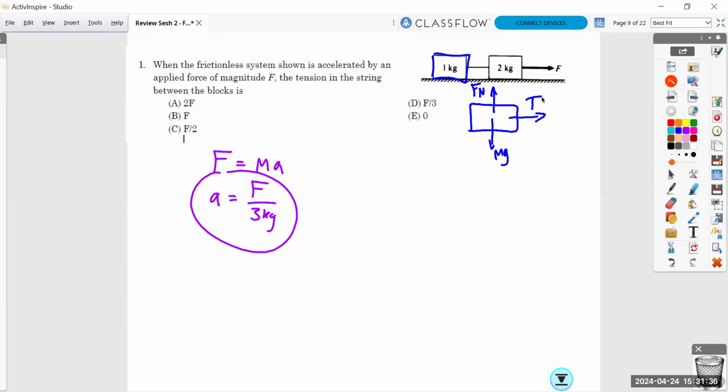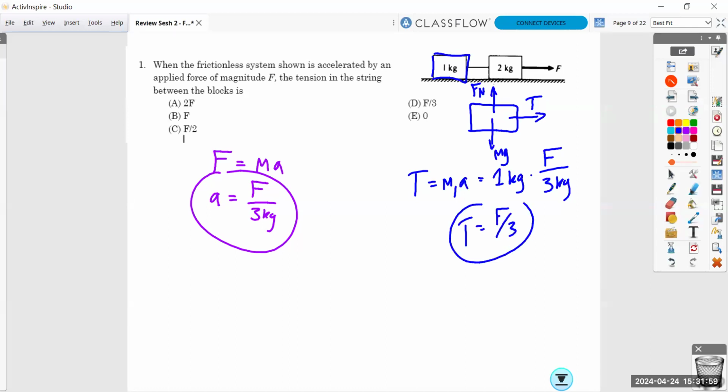And in this case, we know that that force needs to give the appropriate acceleration, right? We know that the mass of this one is 1 kilogram, and we know what acceleration it has to have, which is F over 3 kilograms. So what does that tension force have to be? F over 3. It has to be F over 3.